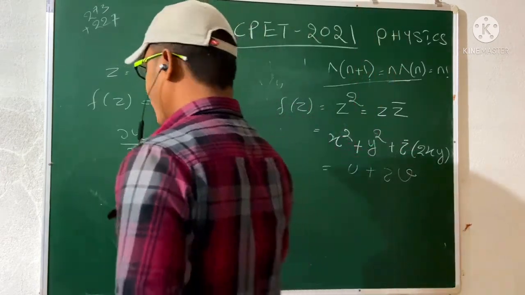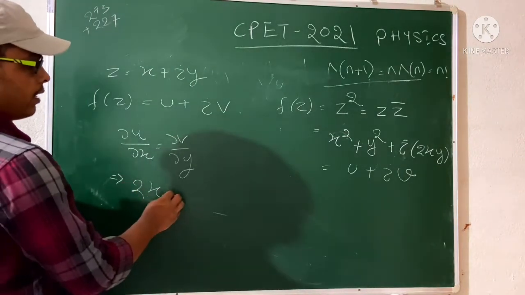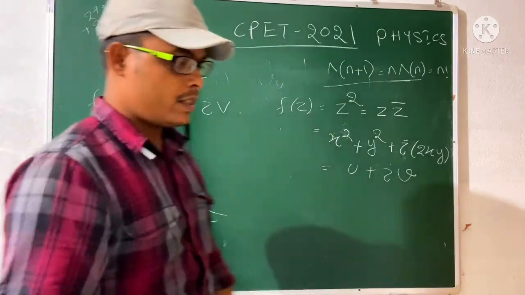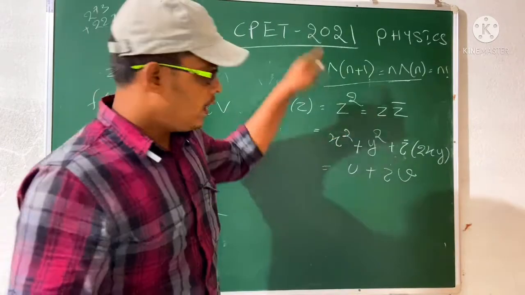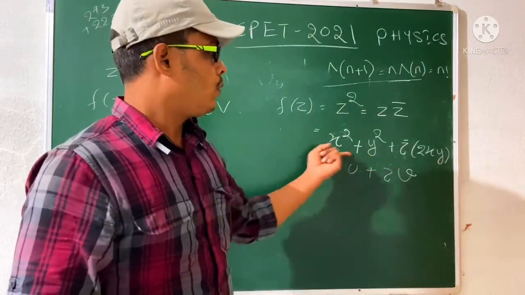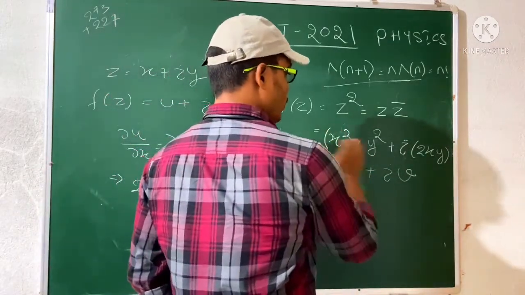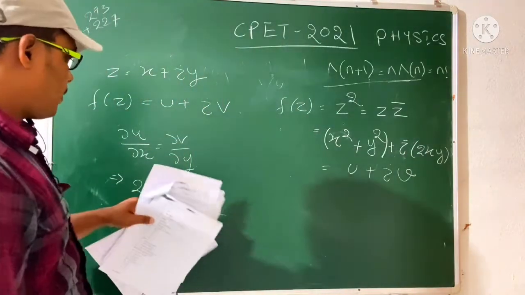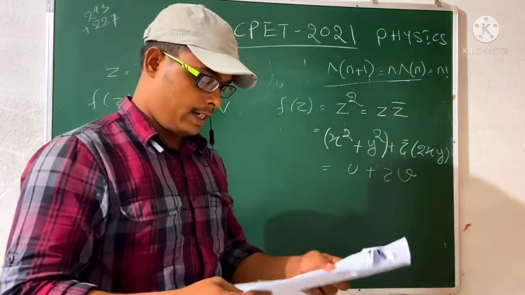Okay, you do the operation. So what will be del u by del x? That will be 2x. What is del v by del y? That will also be 2x. So the function f of z equal to z square is always analytic. This one is u, x square plus y square. This one is u plus iv. So this operation will give you that f of z equal to z square is always analytic.